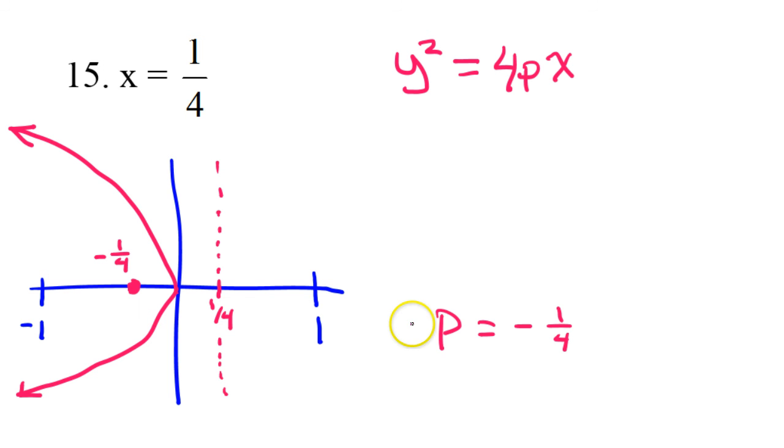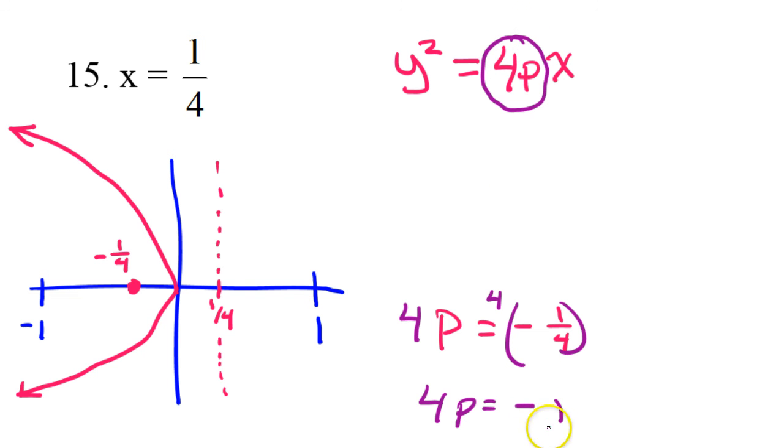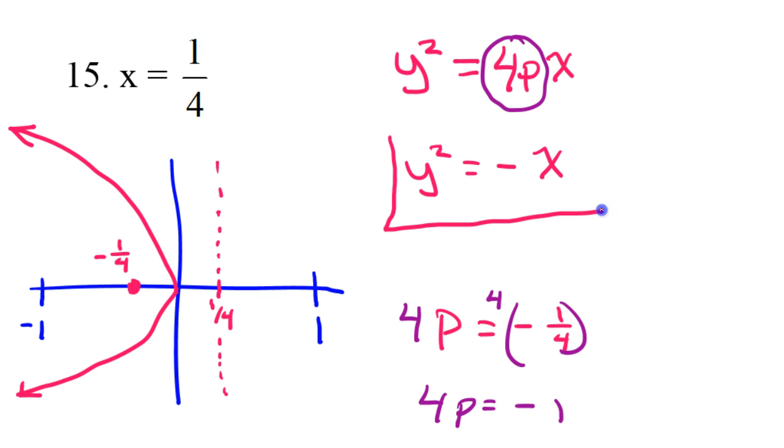If I were to multiply both sides by 4, then I'm going to get 4p is equal to negative 1. 4 times 1/4 is 1, so negative 1. So that's what I'm going to put right here. 4p is negative 1. So that gives me y squared is equal to negative 1 times x, or negative x. So this would be the equation for number 15.